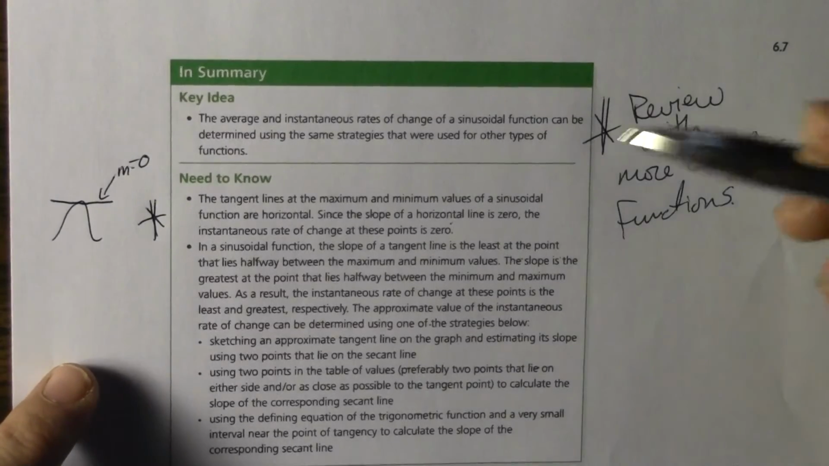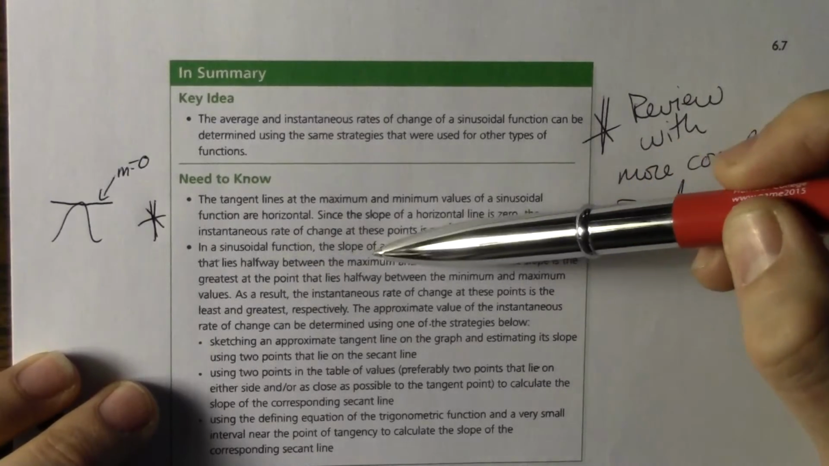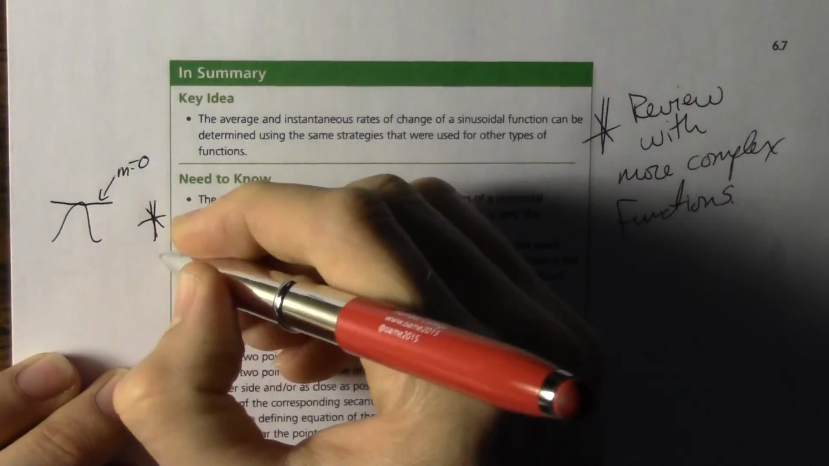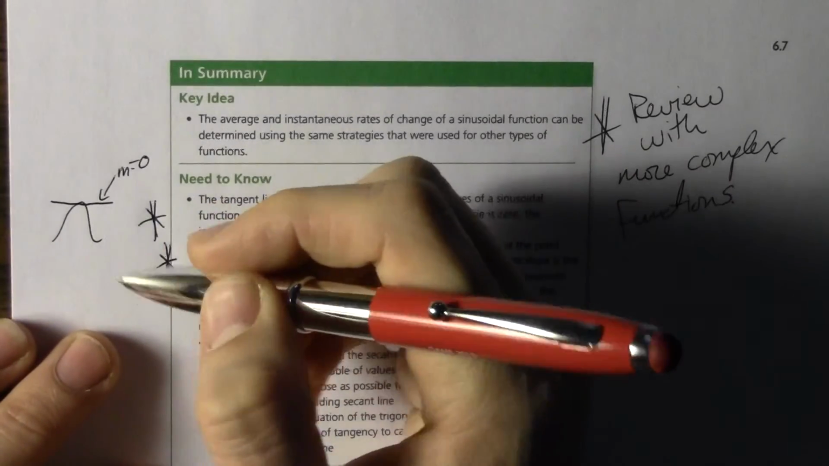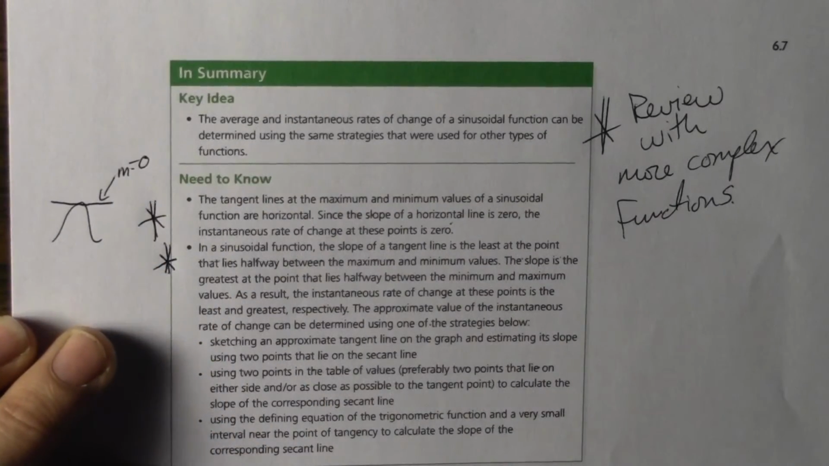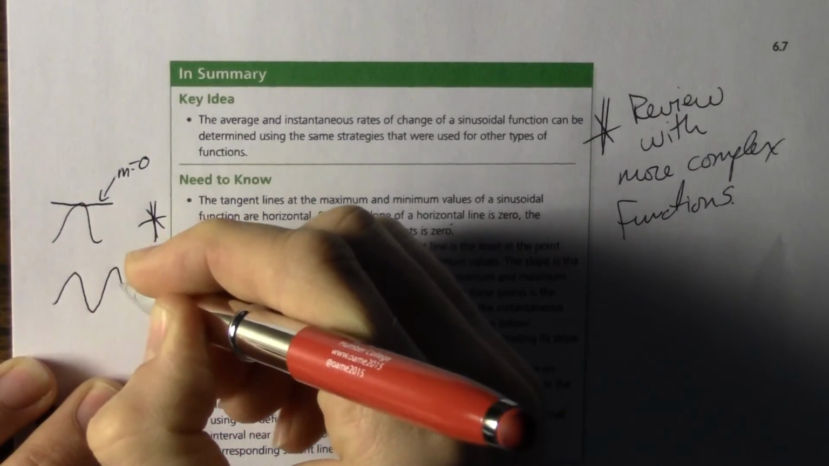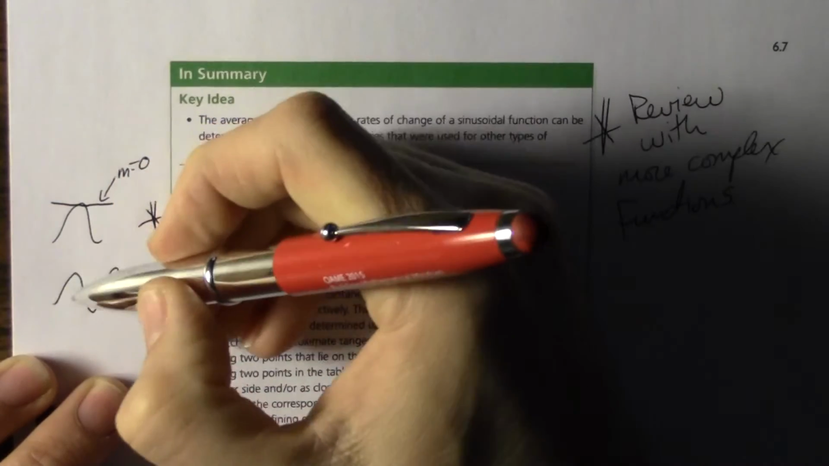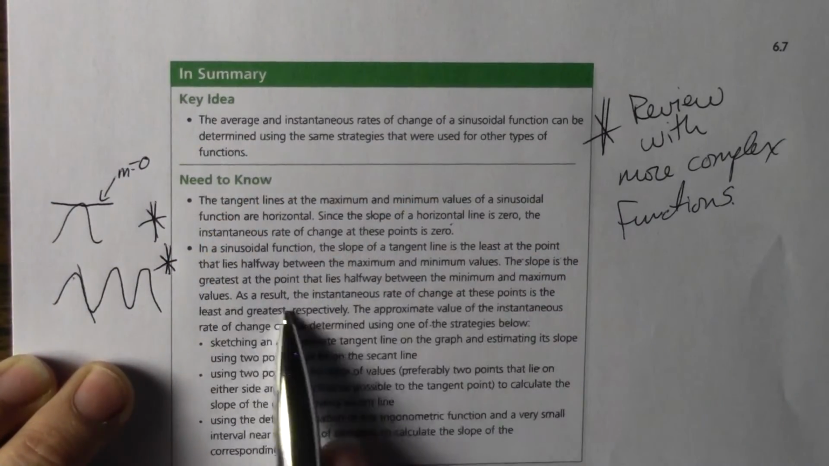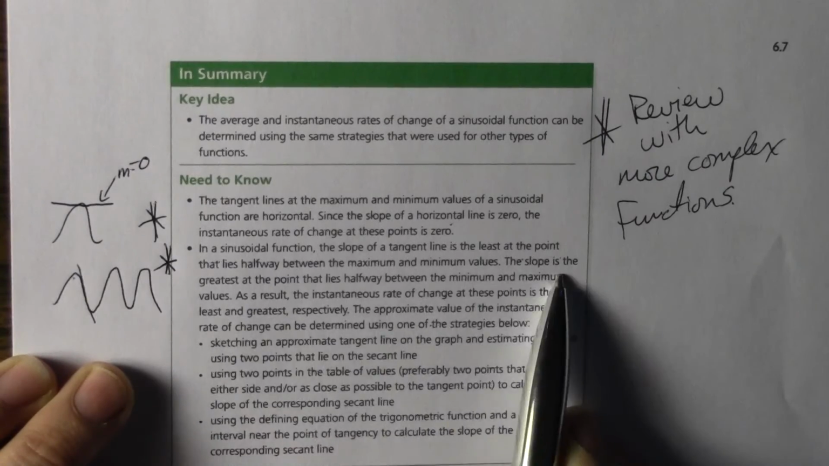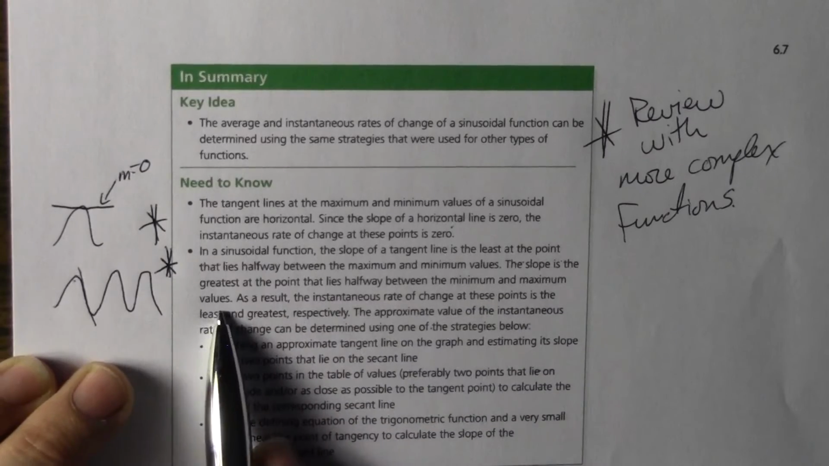In a sinusoidal function, the slope of a tangent line is the least at the point that lies halfway between the maximum and minimum values. That's important. Okay? It says it's the least. I think of it as the greatest, right? It says it's the least because it's going down. That's why they say the least here. So it's the most negative when it's moving away, and then they counter that with, they say it's the most. The slope is the greatest at the point that lies halfway between the minimum and maximum values.